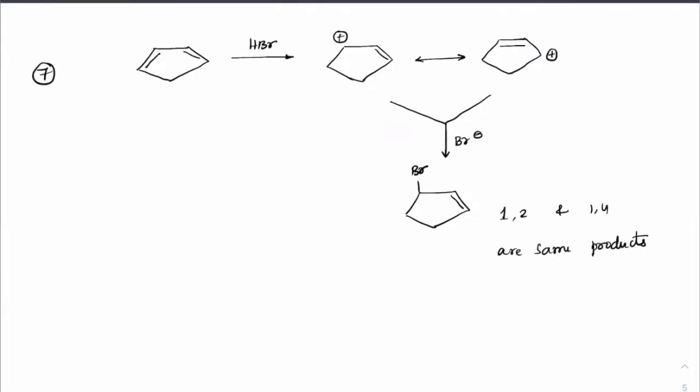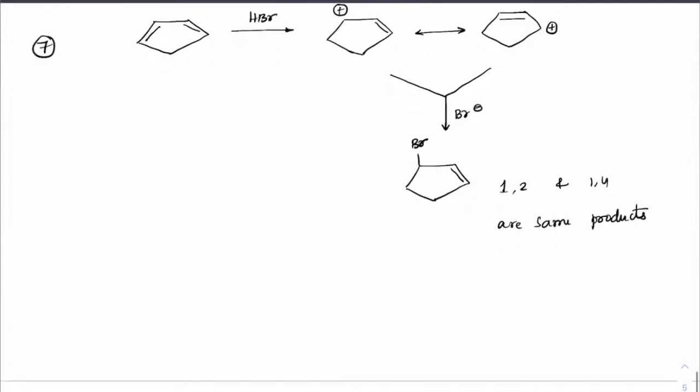So hoping that all of us are now familiar with understanding what is 1,2 addition and 1,4 addition. Which is major, which is minor. This is decided by something called thermodynamic versus kinetic controlled reactions. How we have thermodynamically favored or kinetically favored products here.